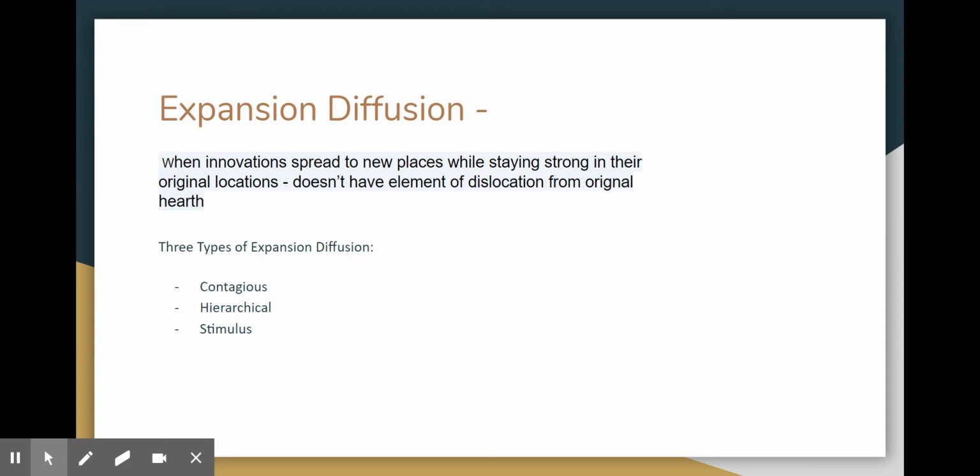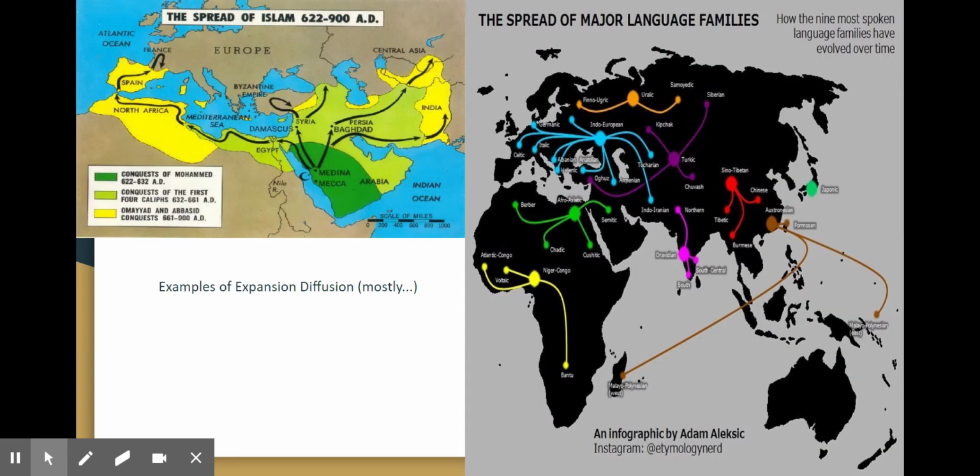Okay, so the term expansion diffusion refers to when elements of culture spread to new places while staying strong in their original locations. So essentially, what I would think of this as is the spread of culture within a geographic area. So it doesn't become dislocated from the original hearth. So there's three types of expansion diffusion we'll get to today: contagious, hierarchical, and stimulus diffusion.